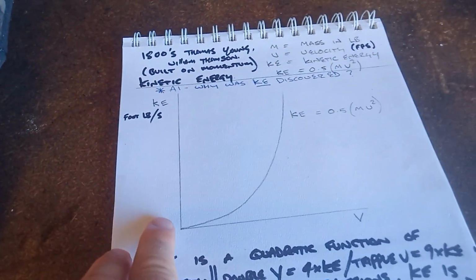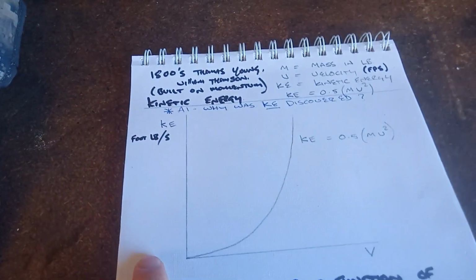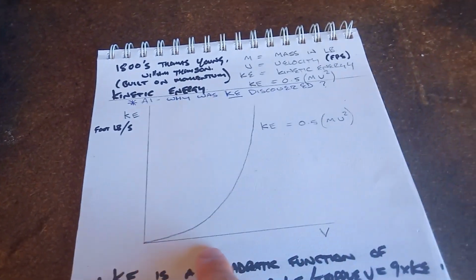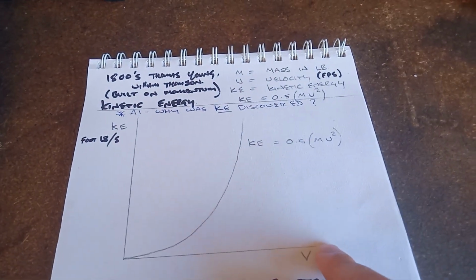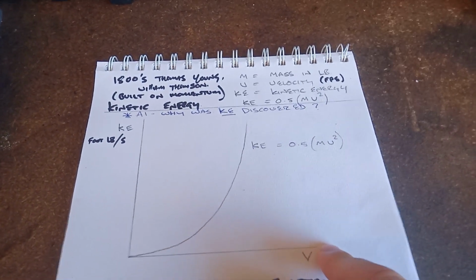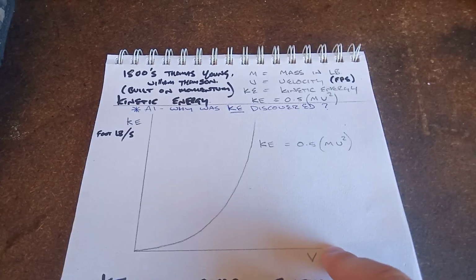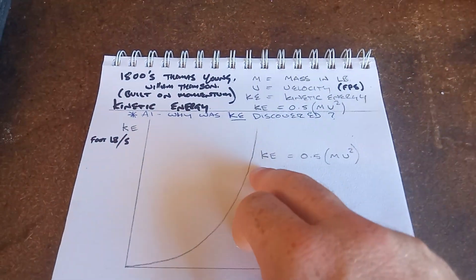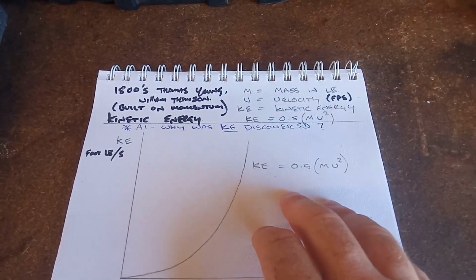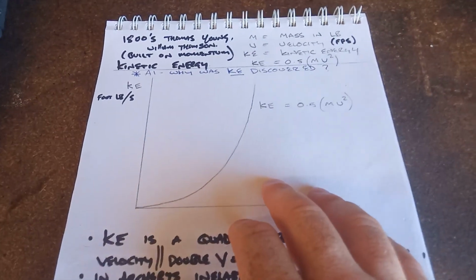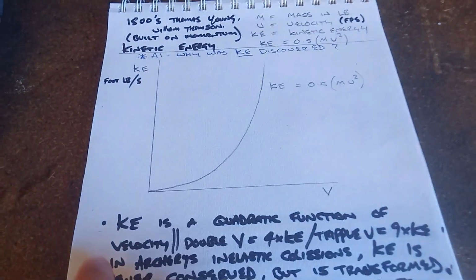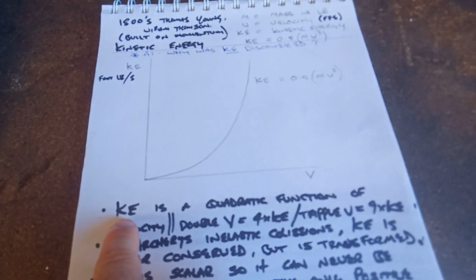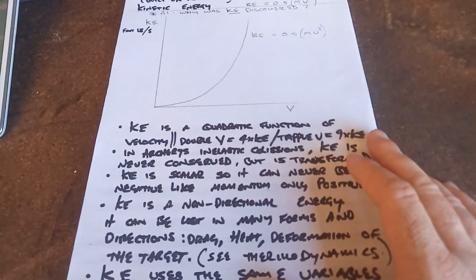So we've got the kinetic energy yielded on the side here, and on the bottom here we have the velocity. Well, this here is the graphical representation of the equation. So to describe how we would use this graph, we'll just go down here and have a look at some of the notes as to how we'll apply this to archery.